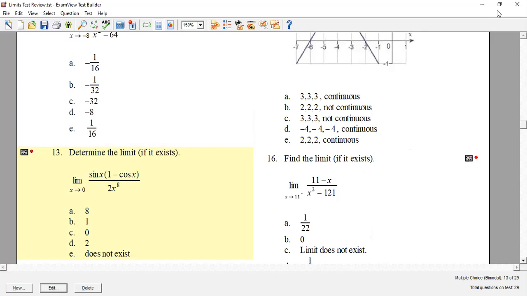All right, 13. Again, if I plug in that 0, that 2 times 0 to the 8, it's going to give you 0. So what do I do? What I did was I graphed it. So I want you to put it into y equals. I'll show you my graph in just a minute. Y equals sine x. I just want you to graph it for a second.